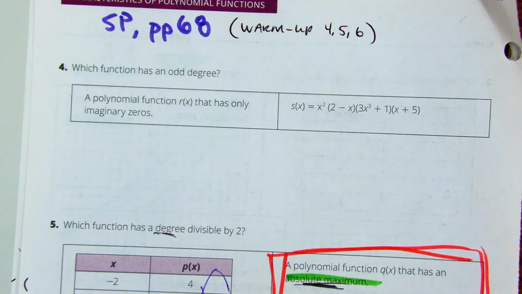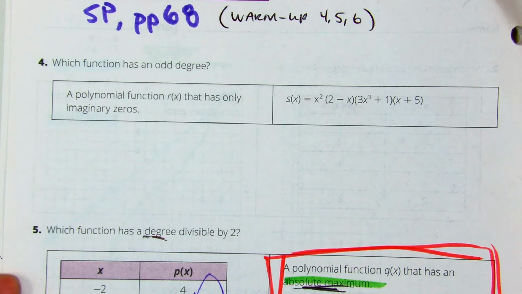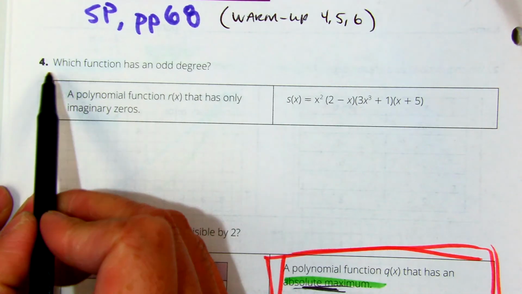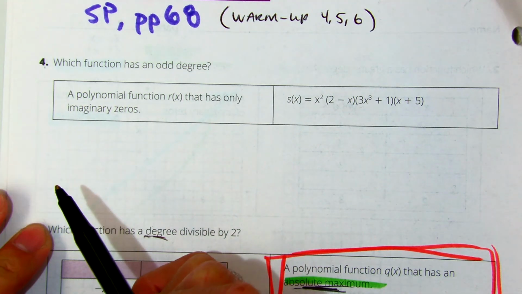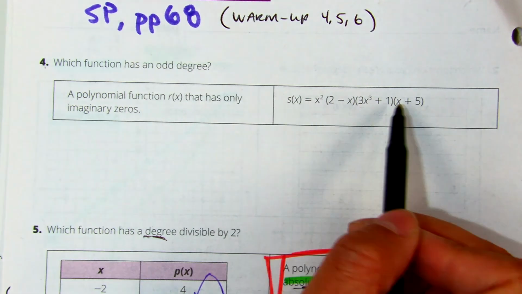Camille. Camille, left or right? I'll do right. Okay, what does that graph look like? Well, I don't know if we have to get a graph, but can you read number 4 for us, Camille? Which function has an odd degree? Question. S of x. What's the degree of this polynomial?